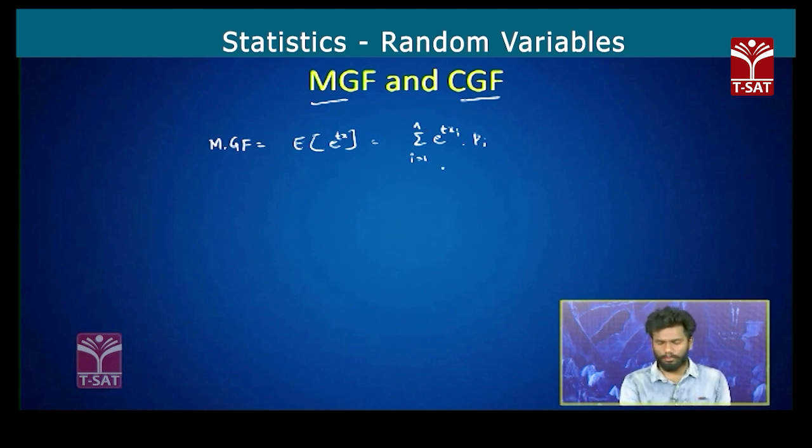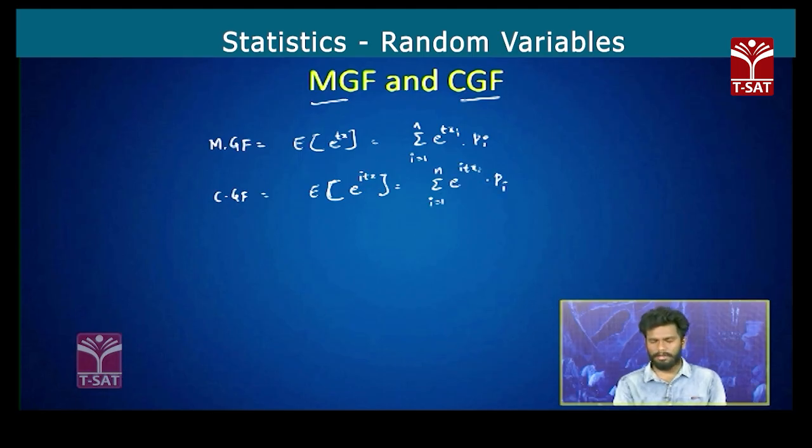In the same way, the cumulant generating function is given by expectation of e power itx, which is equal to summation i equal to 1 to n of e power itxi into the probability. Sorry, this is in the case of discrete random variables. In the case of continuous, it is the integral from minus infinity to plus infinity of e power tx into f of x dx. The same way, the cumulant generating function is given by the integral from minus infinity to plus infinity of e power itx into f of x dx.